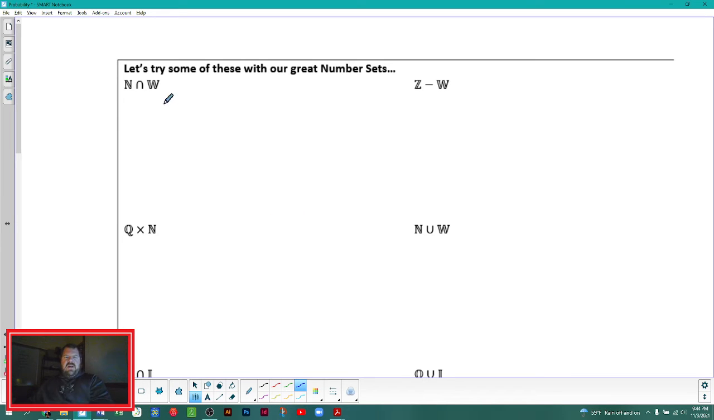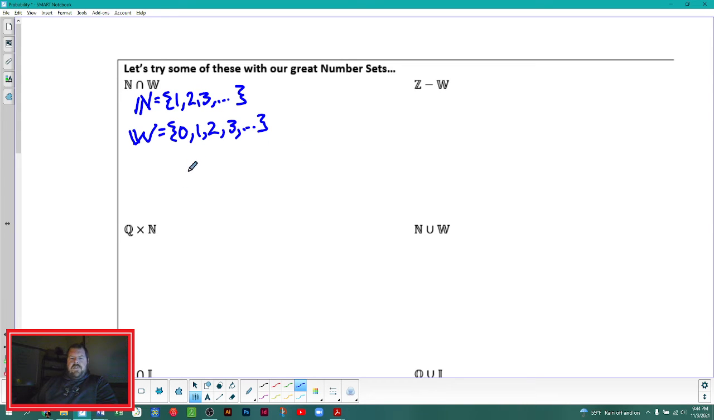One thing that might help is to remind ourselves what these actually look like. The natural numbers are our set of counting numbers. The whole numbers are 0 and the counting numbers. So when I look at their intersection, the ones that they have in common are the counting numbers. They both don't have 0, so I can't include 0, but they're all going to include 1, 2, 3, and on forever. So I would say that the intersection of the naturals and the wholes would be the naturals. That would be a little quicker way to write that.